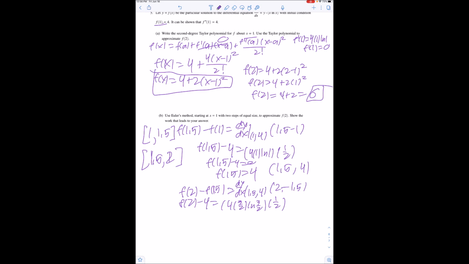1/2. Then just multiplying these together, 4 times 3/2 times 1/2 is just 3. So f of 2 minus 4 equals 3 ln 3/2. And that makes f of 2 approximately 3 ln 3/2 plus 4.